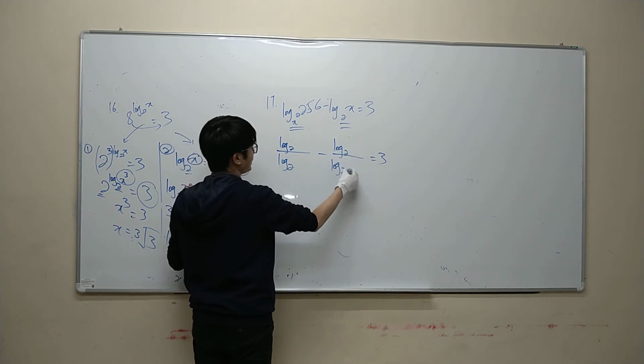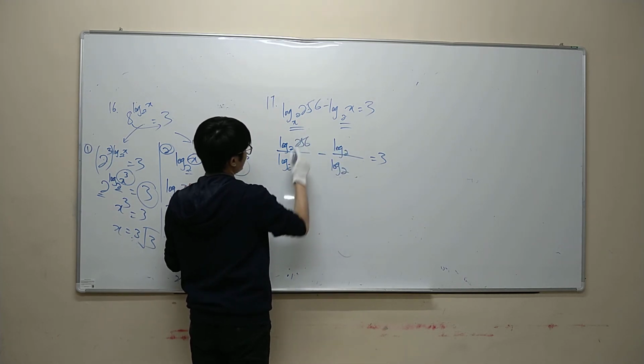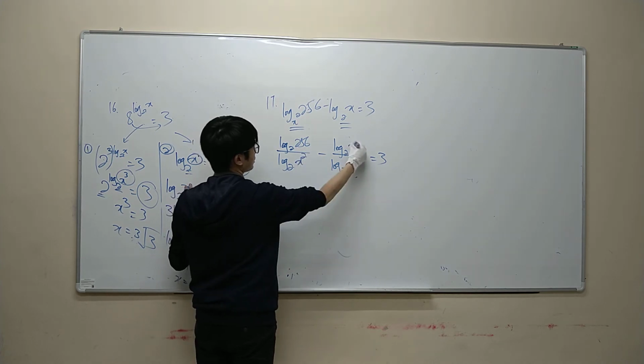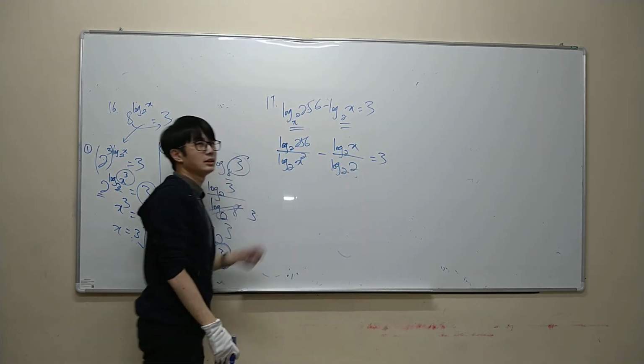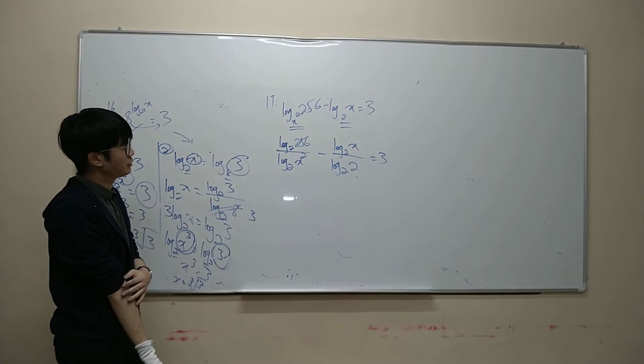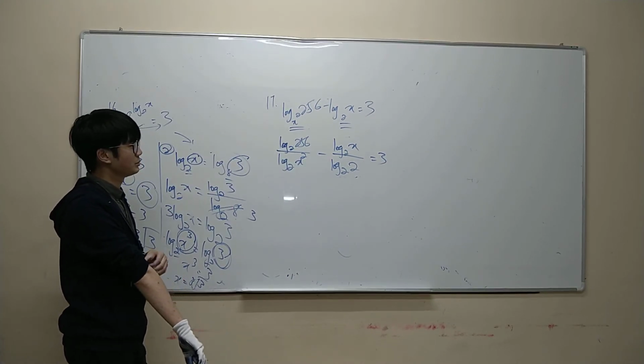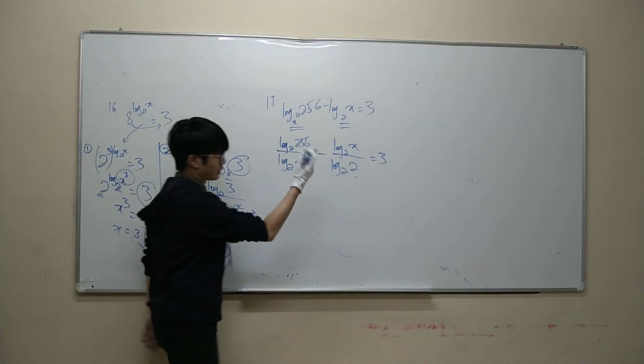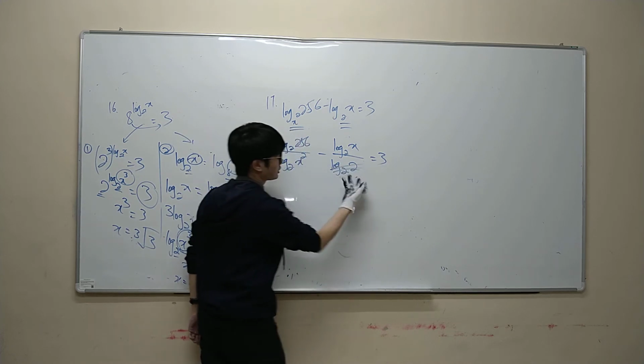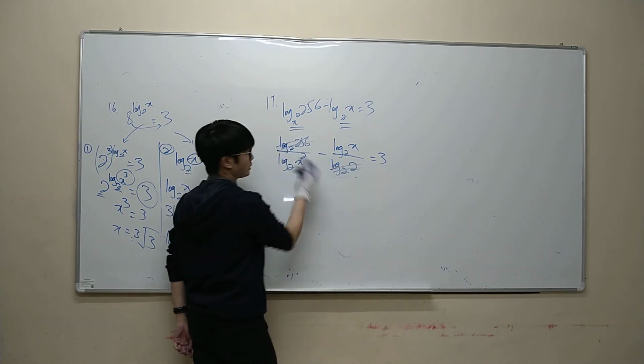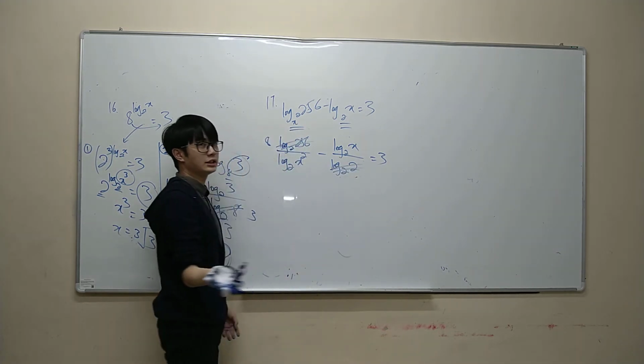Or maybe some of you will say, hey, why not change to base 10? Can also. Okay, can also. It's just that it will become harder. If you change to base 10, it will become harder. So actually, it's better to change to base 2 in this one. Why? Because I can potong here. I can potong. Now you see why I change to base 2?